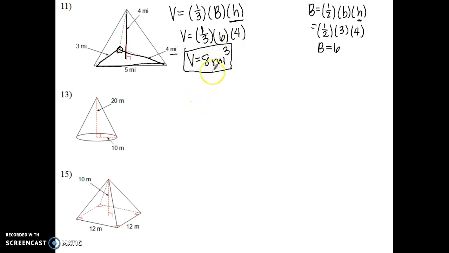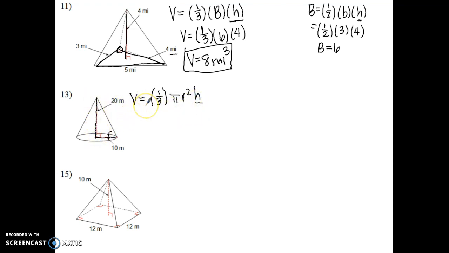It's pretty easy. Plug in things that you know. For number 13, it's a little bit different because it's a cone. So that volume equation changes a little bit. That's going to be volume, that's 1/3 times pi r squared times the height of our cone. Here my radius goes from my center to my edge, and then my height here is the height of my entire cone. So that's going to be 20.